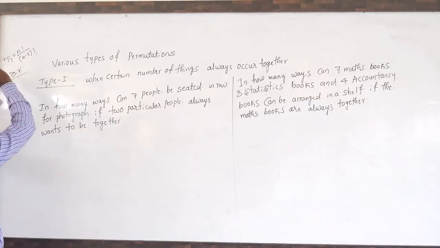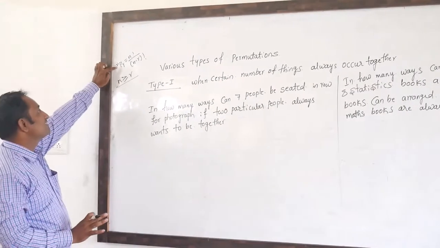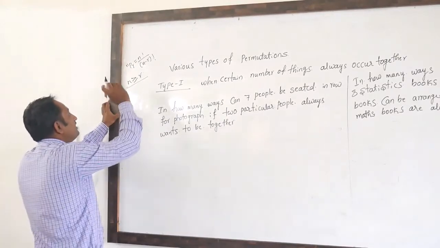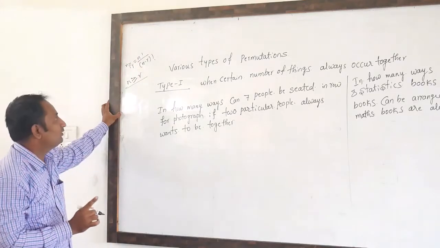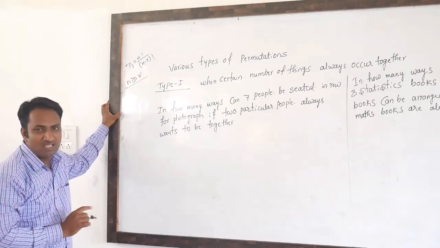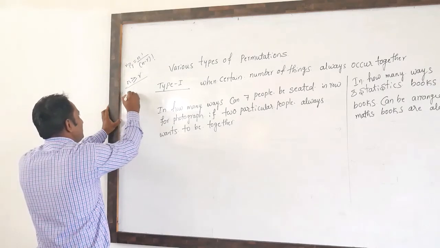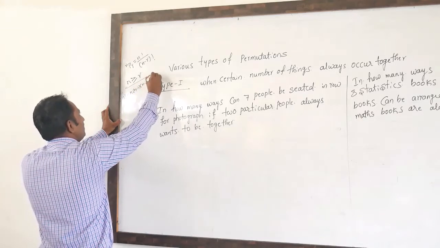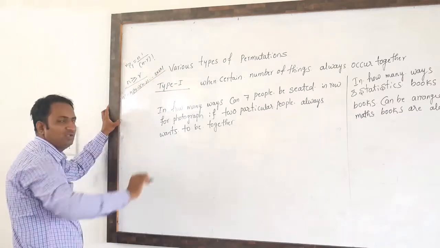Here nPr means n possible outcomes are there, in which r numbers we can arrange, with n factorial. nPr is equal to n factorial divided by (n minus r) factorial. Here n factorial means n times (n minus 1), (n minus 2), and so on up to 3, 2, 1. This is the expansion for n factorial.